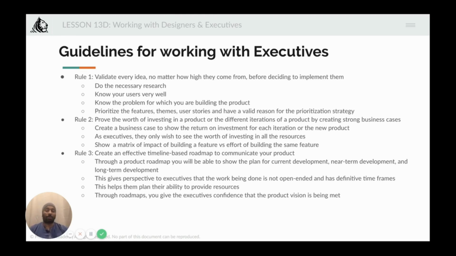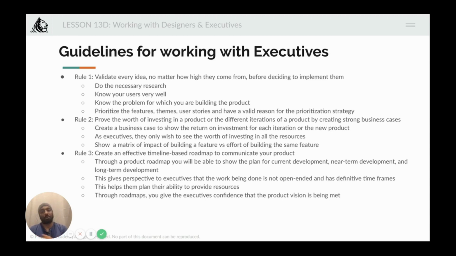Okay. Rule number two, always consistently look at the impact versus benefit. So whether it is worth investing in a product or the different iterations of product by creating strong business cases. The more you talk about in terms of business, in terms of metrics, in terms of numbers, the better it will be. The business stakeholders will understand that you're thinking in terms of business, you're thinking in terms of top line, bottom line, or whatever is the important number that they're chasing, and they'll be able to understand and be more confident that you are working, you're on their side.